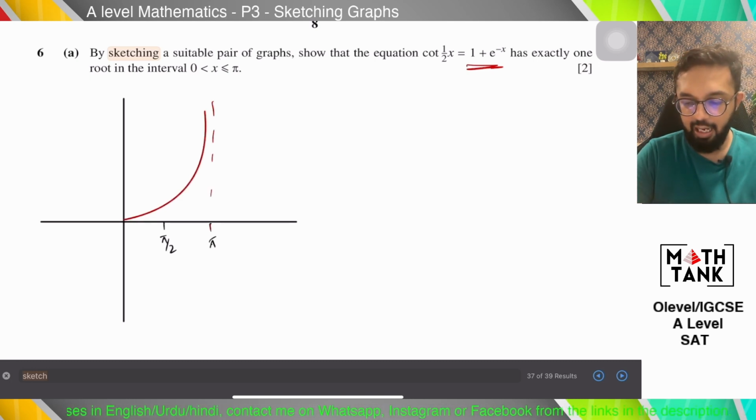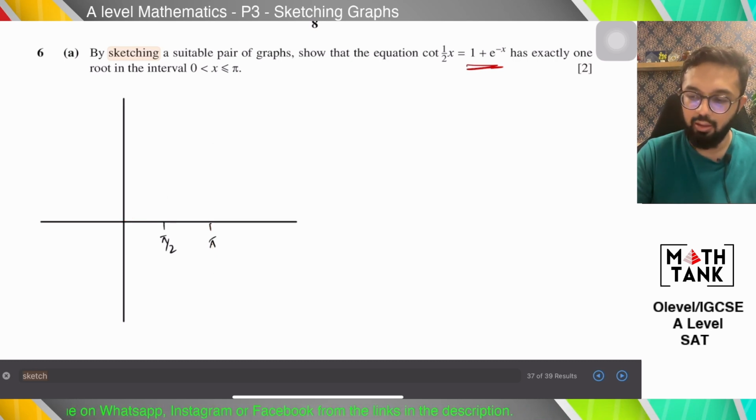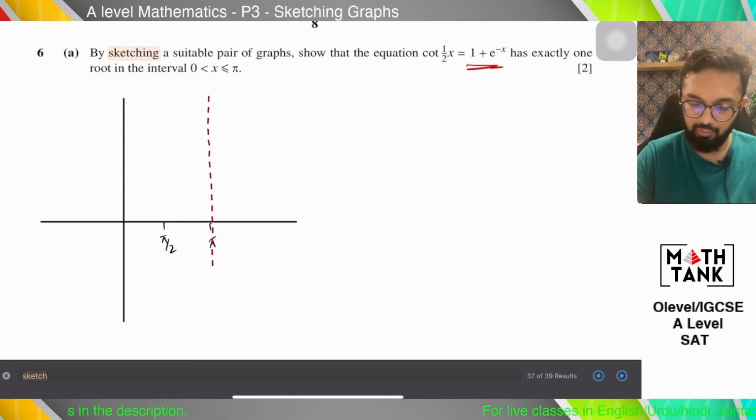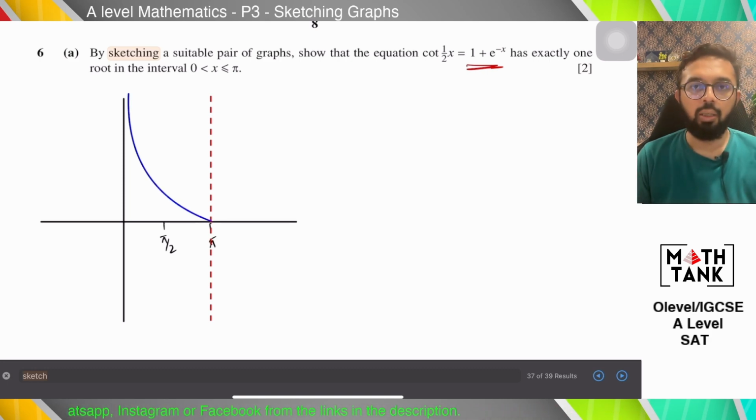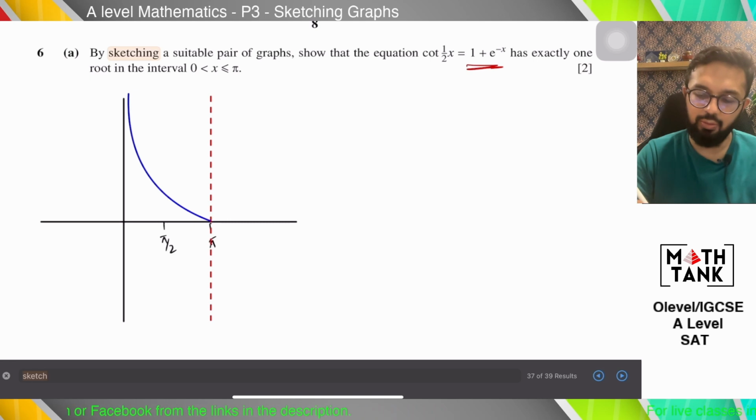It would have an asymptote at this. So my asymptotes have also shifted. So let's just first draw an asymptote, and let's draw the graph of tan x first. If this was the graph of tan x, the graph of cot x would look something like this. Okay, this is cot half x.